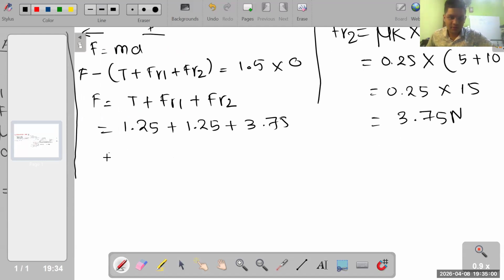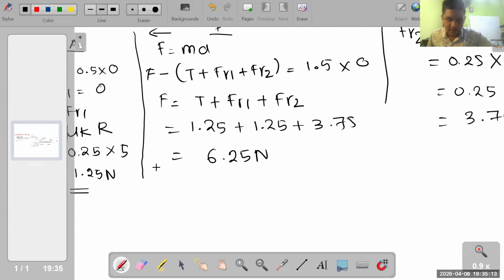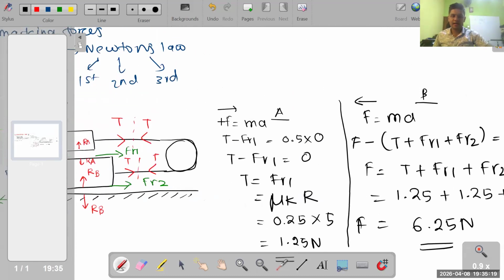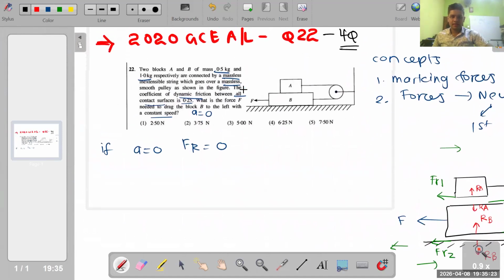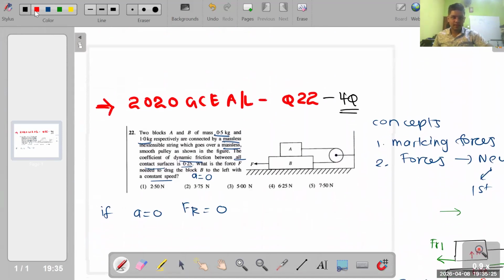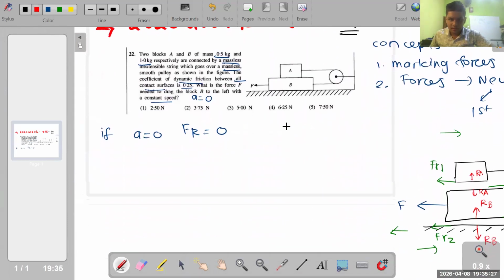So F equals 1.25 plus 1.25, which is 2.5. 2.5 plus 3.75 is 6.25 Newton. I have found the force F, which is 6.25 Newton. Let's see whether we have an answer like that. Yes, we have. It is the fourth answer.